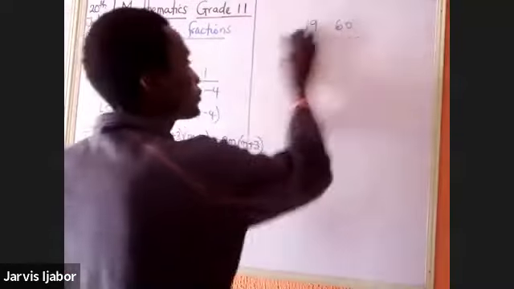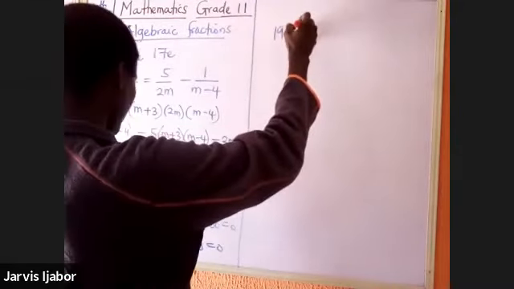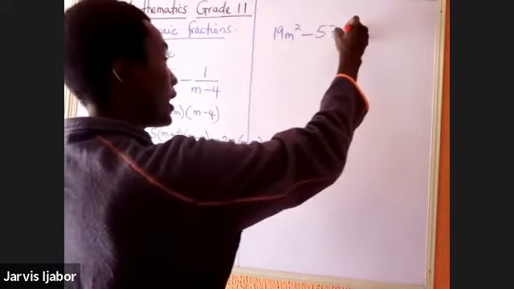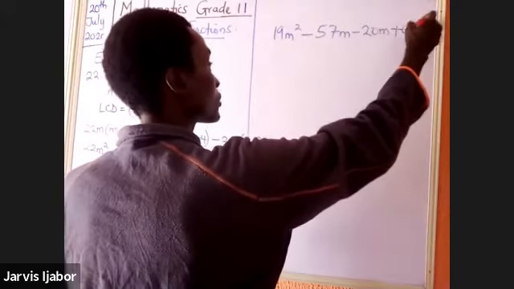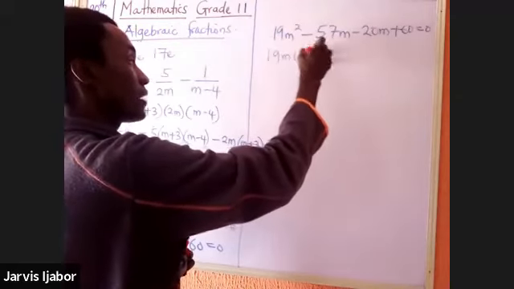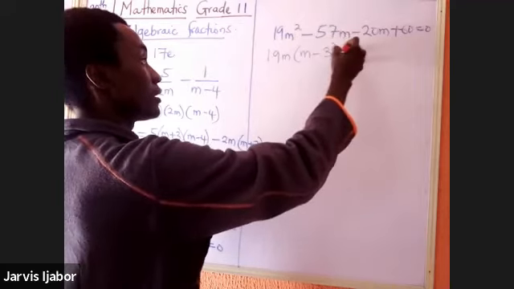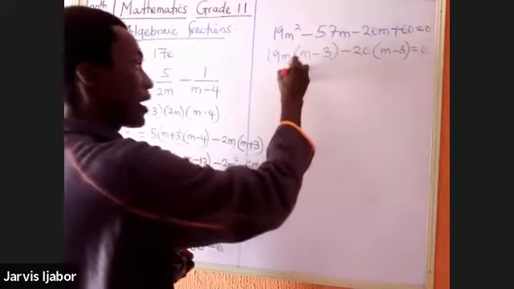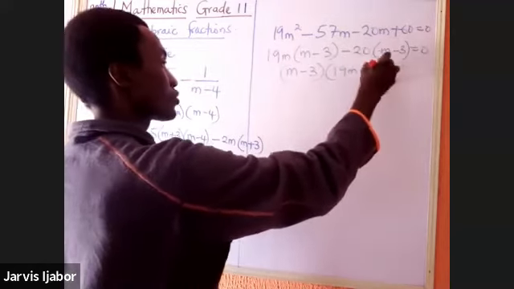So I'll have that this will be 19m squared minus 57m minus 20m plus 60 equal to 0. So I factor 19 out, that'll be m minus 3. I factor minus 20 and that'll be m minus 3, equal to 0. So m minus 3 will now multiply 19m minus 20 equal to 0.